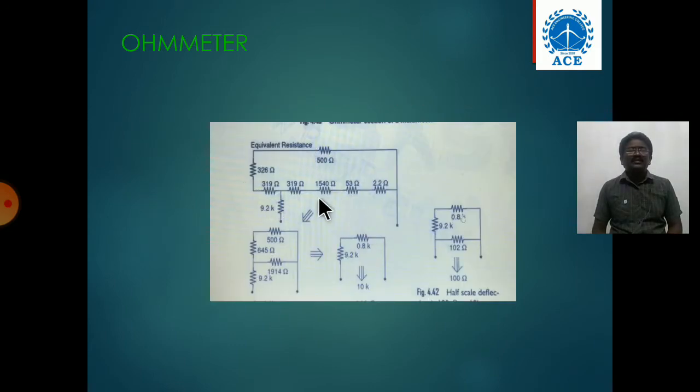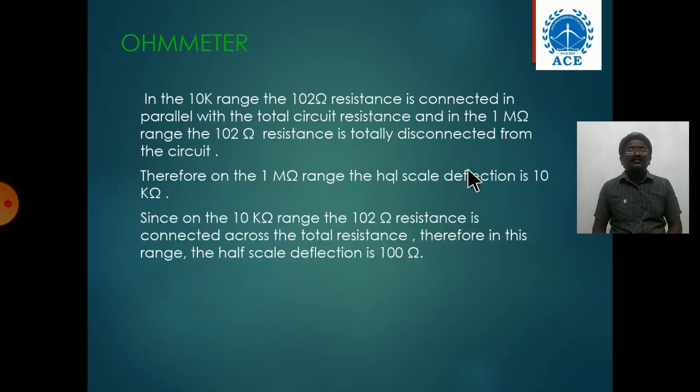This is the resistances part. Simplify them, then you will get like this. Again simplify them, so you will get the 1 mega ohm section like this. Now you have to connect 102 ohms across these two resistances. Then you will get 100 ohms. So this is the half scale deflection. This range is the half scale deflection range. At this stage our required resistance is 100 ohms. So this is the function of the ohmmeter circuit.